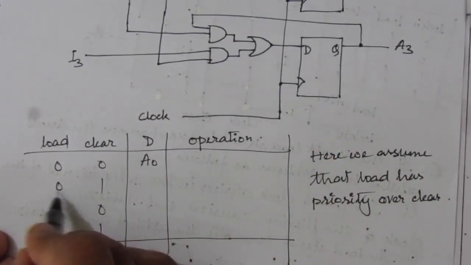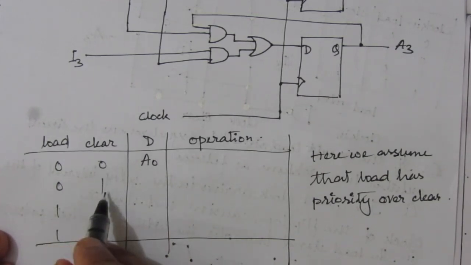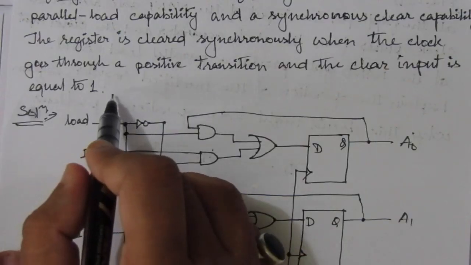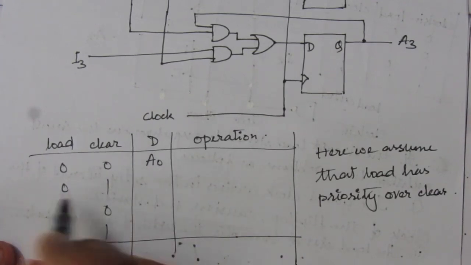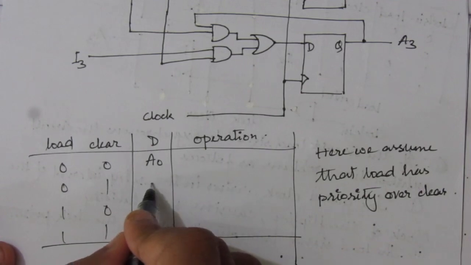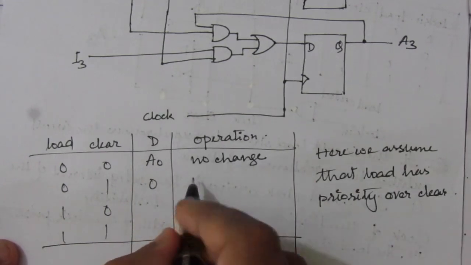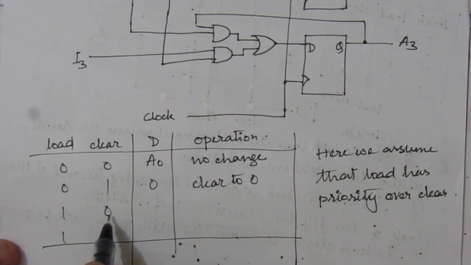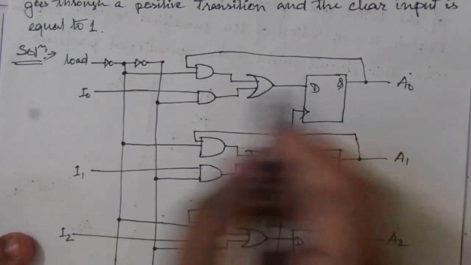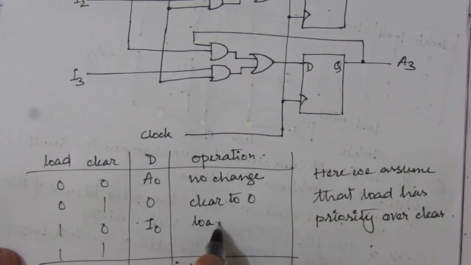Whenever we have load 0, that means there is no load, and clear is 1, then what we have to do? When the clear input is equal to 1, the outputs will be cleared. So whenever clear is 1 and load is 0, here we'll have 0 output. The previous case was no change, and here we'll have clear to 0. Then we have load is 1 and clear is 0. We need not clear here because it is 0. So load is 1, so this A0 will be equal to this input I0. So here we'll have I0, and this will be the load input.